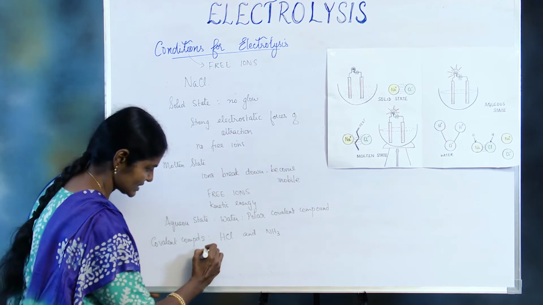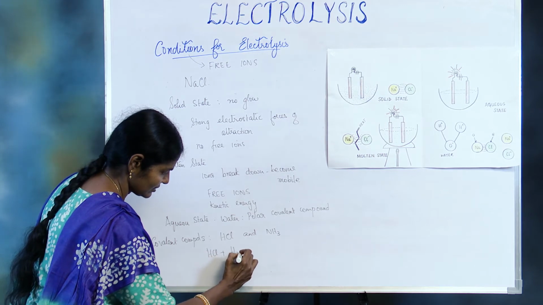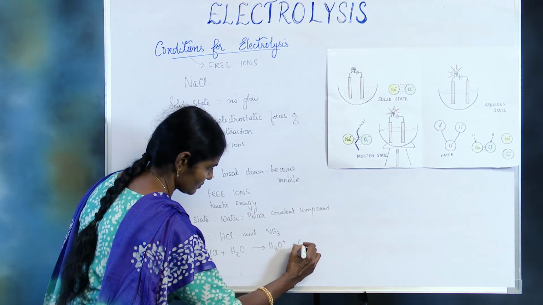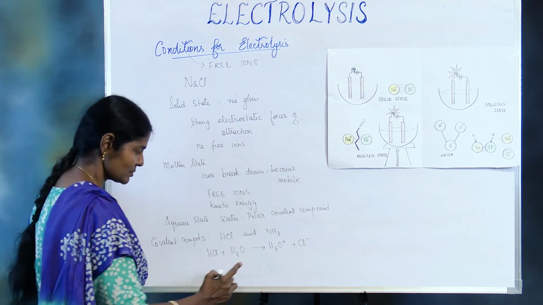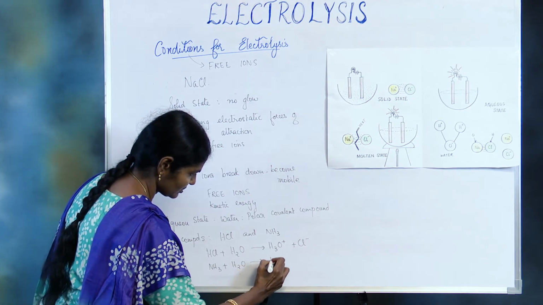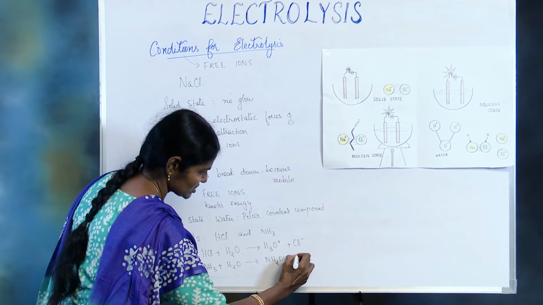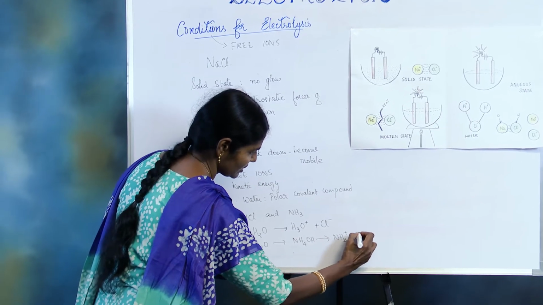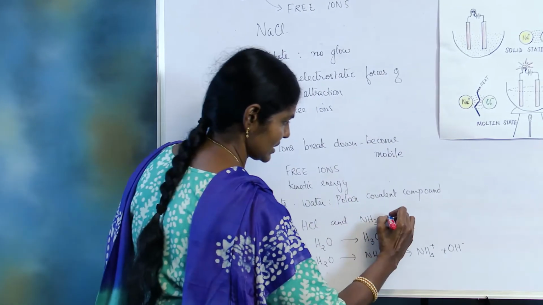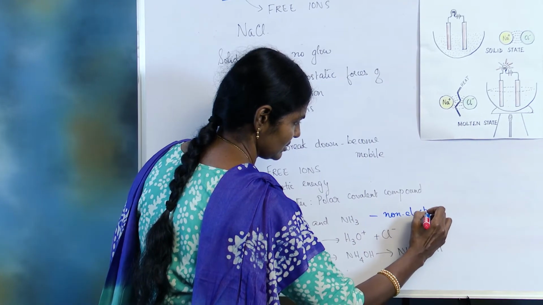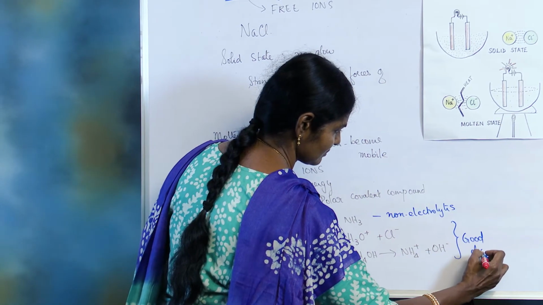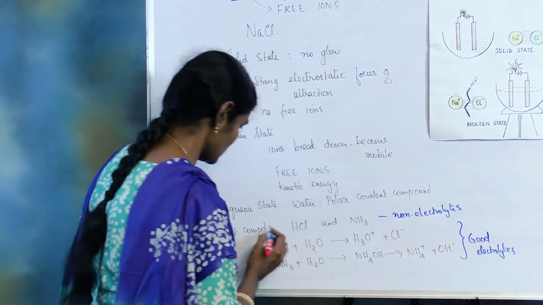But when water is added to HCl, it becomes hydronium ion and chloride ion. So they do ionize and then they become very good electrolytes. The same thing happens with ammonia. When it reacts with water, you get ammonium hydroxide, which breaks down to ammonium ion and hydroxyl ion. Now, these two, which are basically non-electrolytes, become good electrolytes when water is added. So this happens for these covalent compounds.